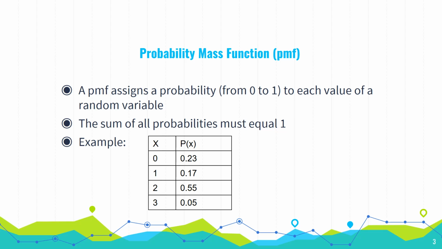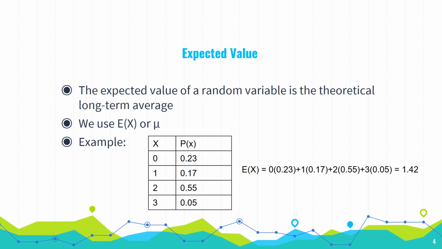So here's an example. This random variable x takes the value 0 with probability 0.23, the value 1 with probability 0.17, the value 2 with probability 0.55, and the value 3 with probability 0.05. So you can see most of the time it's going to be a 2, sometimes it's a 0, less often it will be a 1, and very seldom it will be a 3. So that's the idea. Now the first property of a random variable that's important to look at is the expected value.